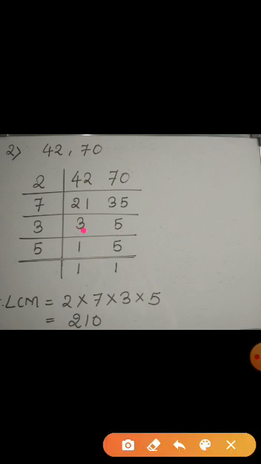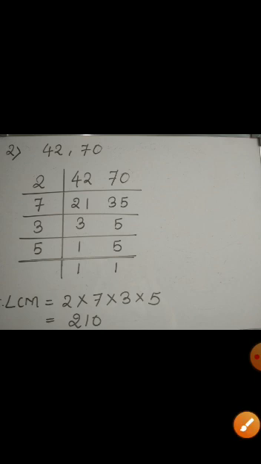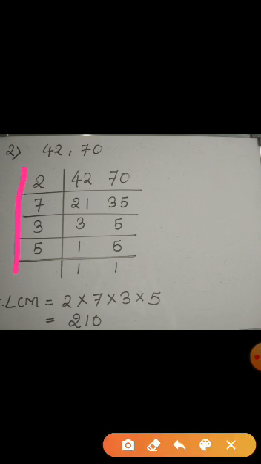Now 3 and 5 both are prime numbers and divisible by themselves only. So first I am going to divide 3. When I divide 3 by 3, we get 1 and 5 will come down as it is because 5 is not divisible by 3. And at the last I am going to divide 5 by 5. So 5 ones are 5. Now in both the numbers I got 1 as a quotient, so we stop here. Now multiply all the prime factors. 2 into 7 into 3 into 5, we get 210. So 210 is the LCM of the given two numbers.